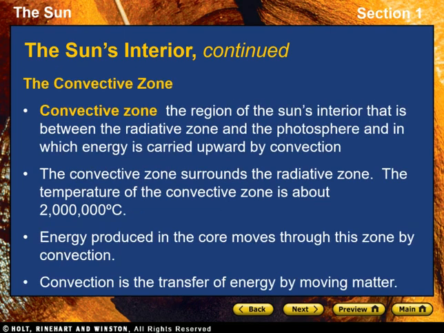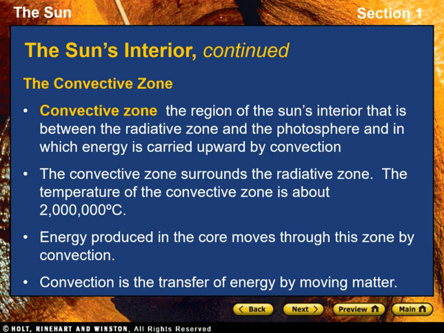The convective zone. Surrounding the radiative zone is the convective zone, where temperatures are about 2 million degrees Celsius. Energy produced in the core moves through this zone by convection. Convection is the transfer of energy by moving matter. On Earth, boiling water carries energy upward by convection. In the Sun's convective zone, hot gases carry energy to the Sun's surface.